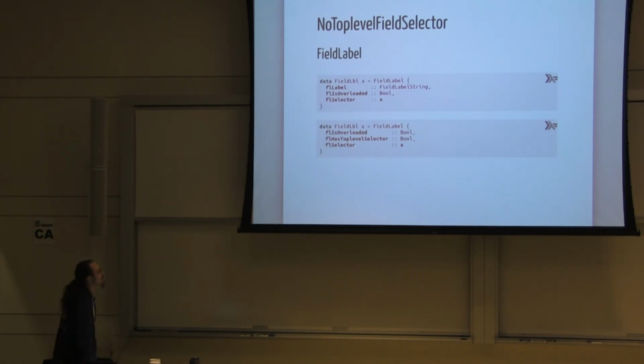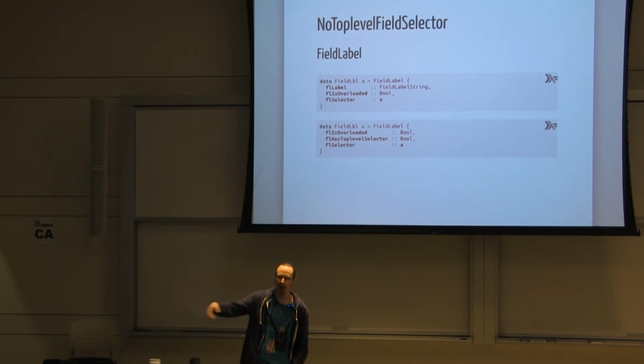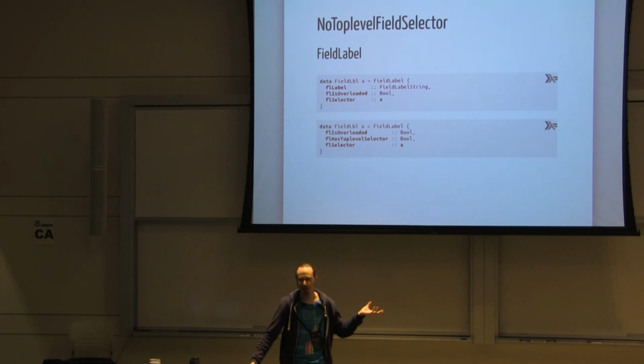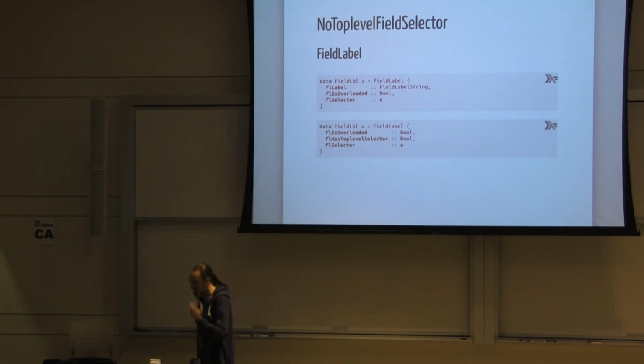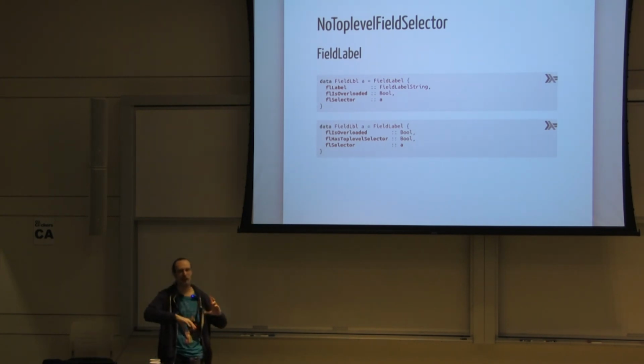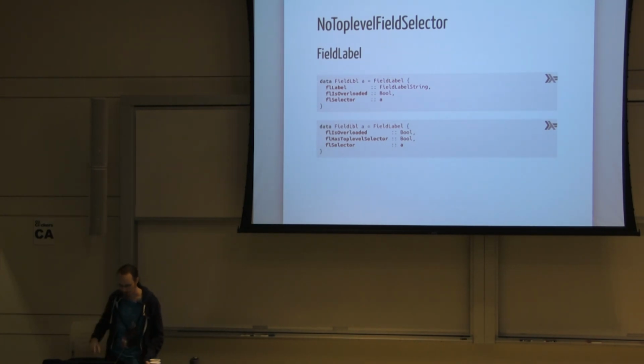So the next change is you change the field label thing. I forgot to mention what the A here is. It's basically a reader name or a name depending on which phase you are in, because the syntax tree contains either a reader name before the renamer or a name after the renamer. Because you don't need the field label string anymore, you can remove that and simply have a field selector. But you additionally need to declare if something is a top-level field selector, which means your renamer phase additionally has to generate those selectors or not.